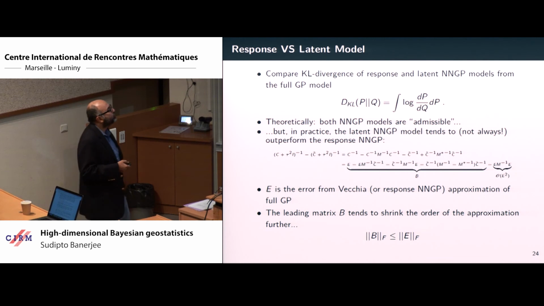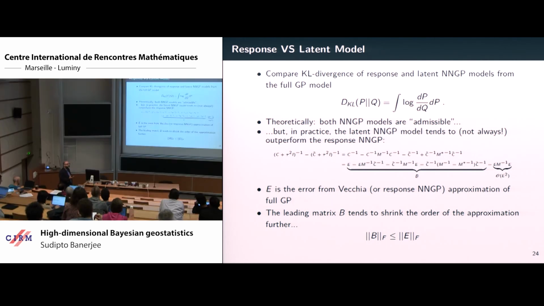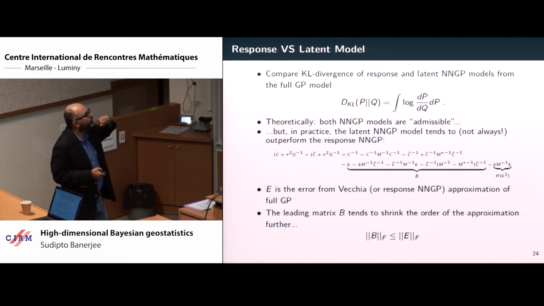Well, there's one bad news again. And every time you try to analyze something theoretically, you will probably find, wait a minute, there's no one solution that is the cure-all for everything in spatial statistics, I think. So if you look at the distance of the latent model from the full GP, and the distance of the response model from the full GP, you tend to see that the latent model in fact does better in terms of being closer to the full GP. And theoretically, though, both are admissible. That means one does not necessarily universally dominate the other in the sense of being closer to the full GP.